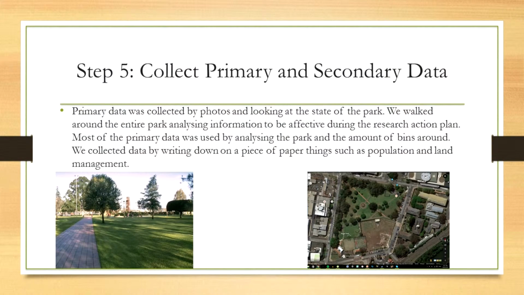Step 5. Collect primary and secondary data. Primary data was collected by photos and looking at the state of the park. We walked around the entire park analyzing information to be effective during the research action plan. Most of the primary data was used by analyzing the park and the amount of bins around. We collected data by writing down on a piece of paper things such as population and land management.